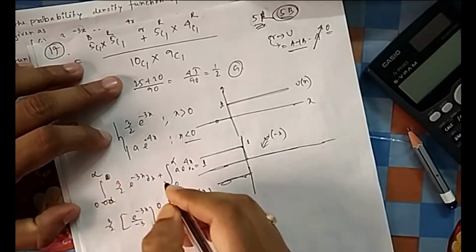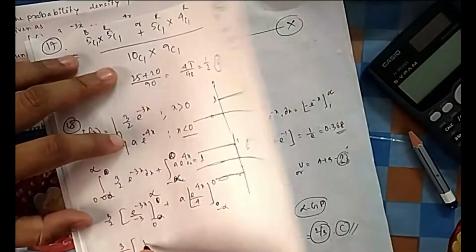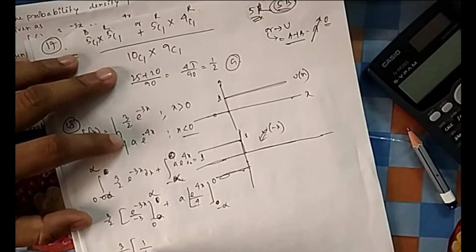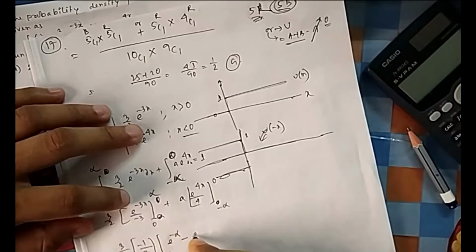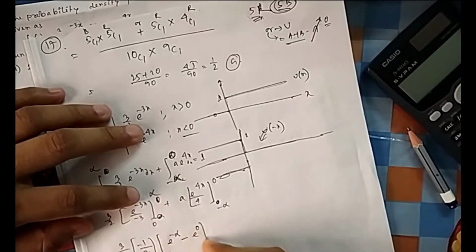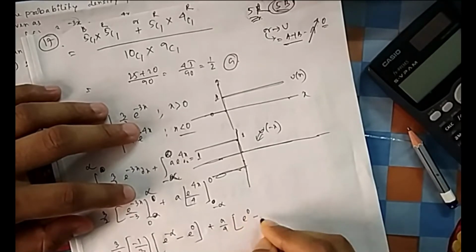This is 0 to infinity, this is minus infinity to 0, because this was for less than. Minus 1 by 3 also if I take outside. Then e to the power minus infinity minus e to the power 0 plus a by 4 e to the power 0 minus e to the power minus infinity.